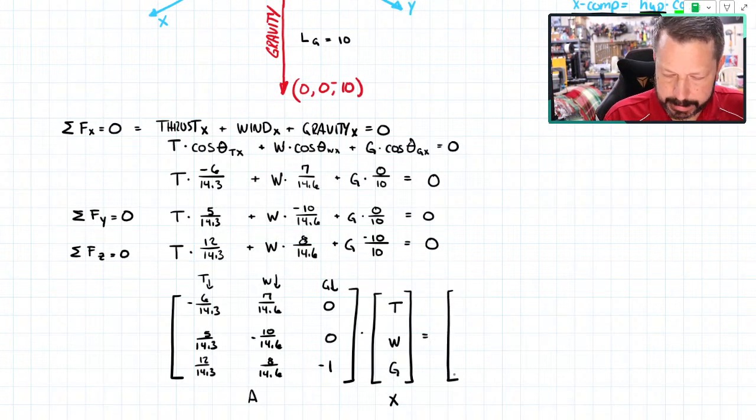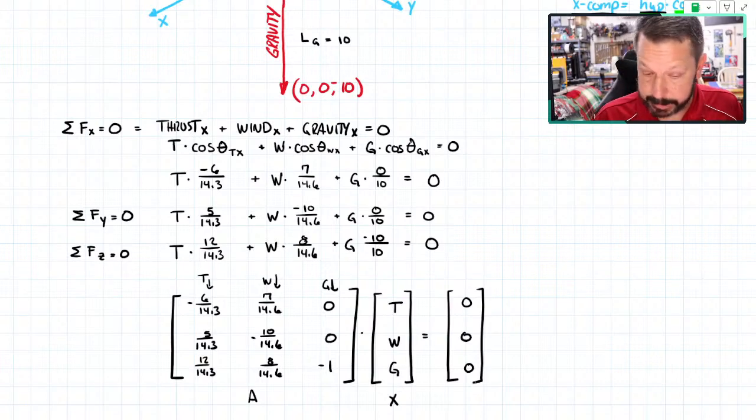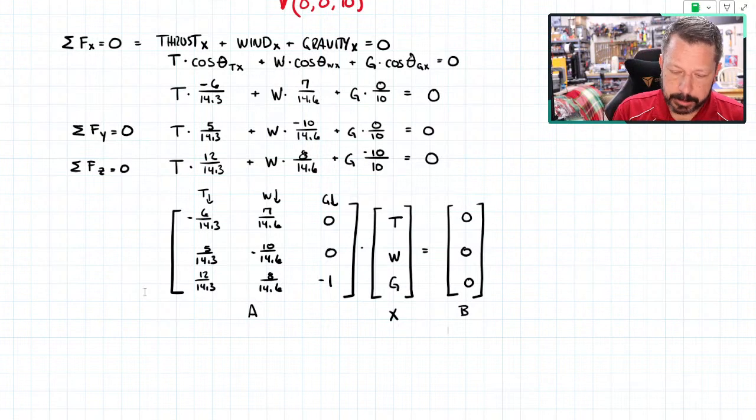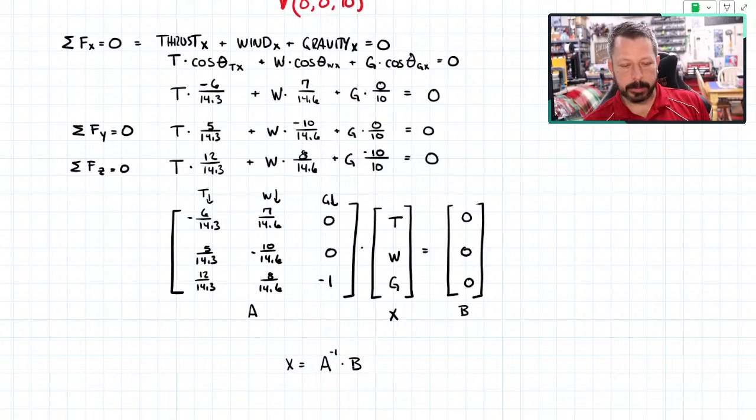And then our constant matrix, I have them all zeros, so I think MathCAD is not going to like that. It'll give us one solution where T, W, and G are just all 0, which is technically true, but it's not what we want. But we'll deal with that when we get there. All right, so now to solve this, we do X equals A inverse times B. We're not going to invert the A matrix ourselves. We're going to put this in MathCAD and see what MathCAD says to do with this. Let's erase these so it doesn't get confused.